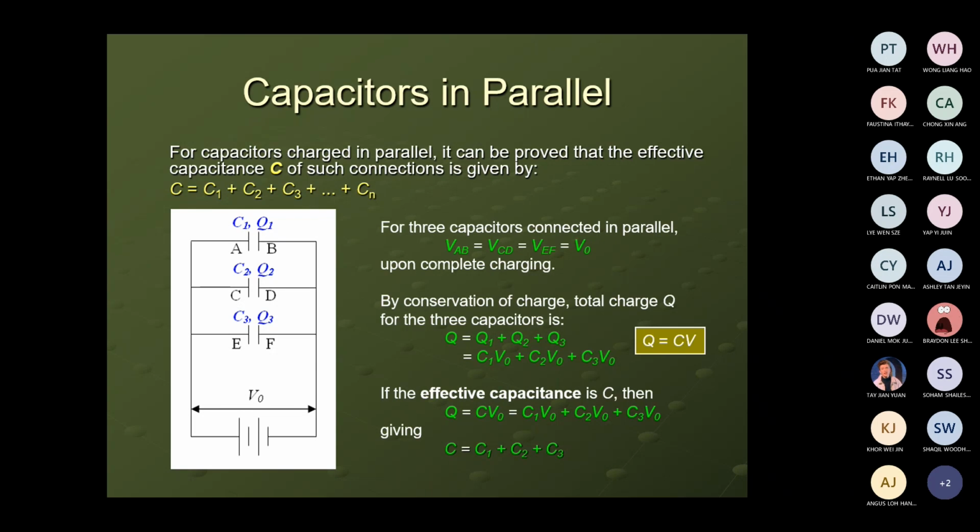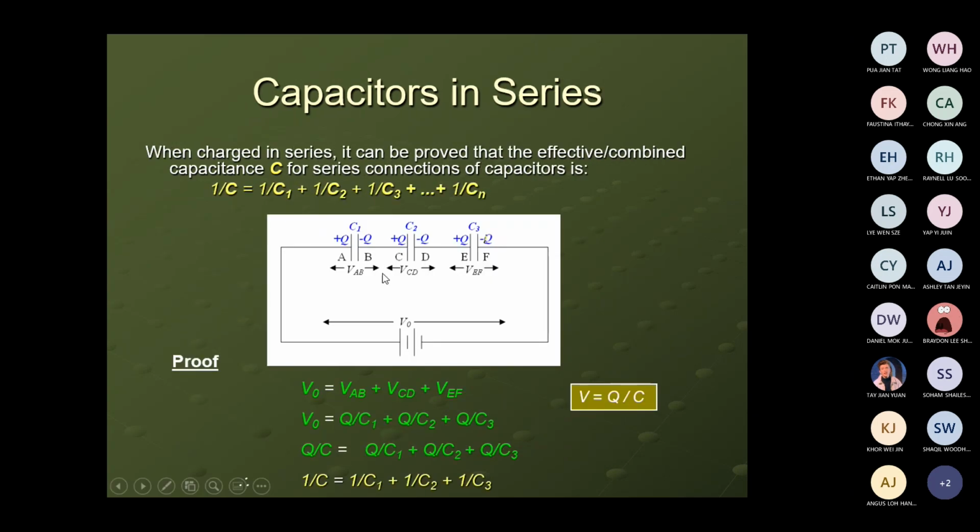Now we go to series. In series, the three capacitors are connected in series. So V0, the total voltage, is VAB, VCD, and VEF. All three voltages add up, right? That's the first equation for voltage. But what is V? C is Q over V, so V is Q over C, right?